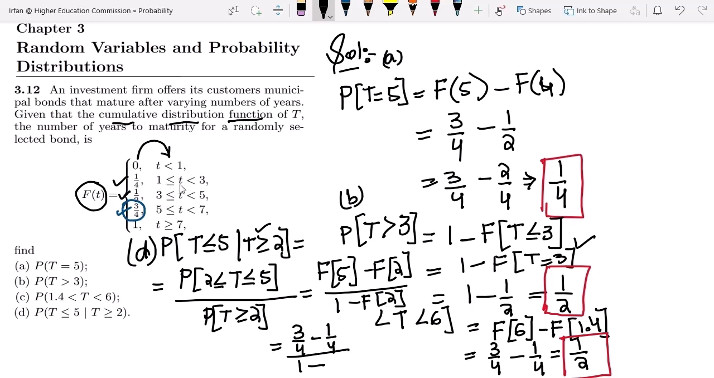So f of 2 basically lies here. So here I will get 3 by 4 minus 1 by 4. This will be 2 by 4. Dividing it over 3 by 4, the 4s will cancel out, and ultimately in this question what will I get? 2 by 3. This is the solution of part B.